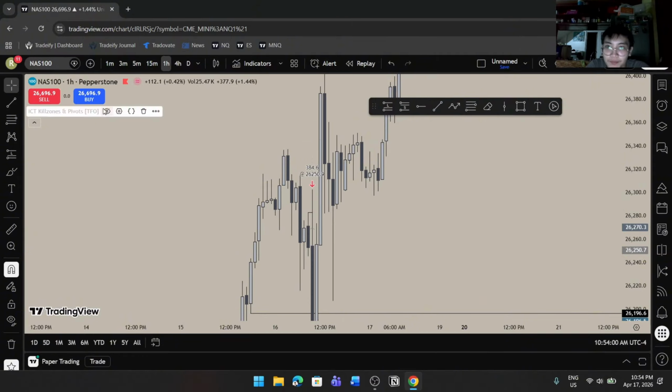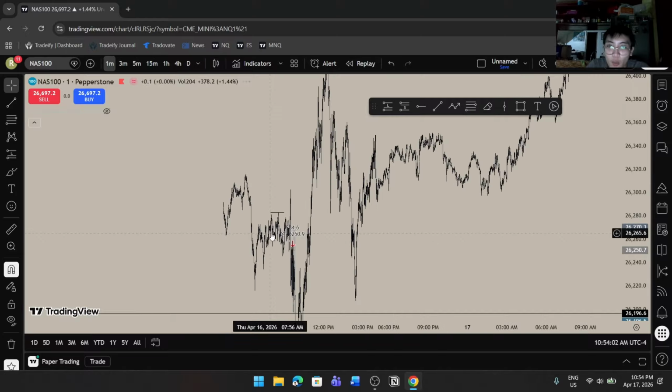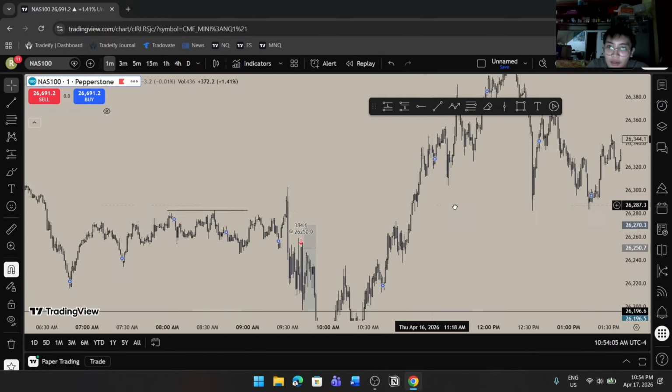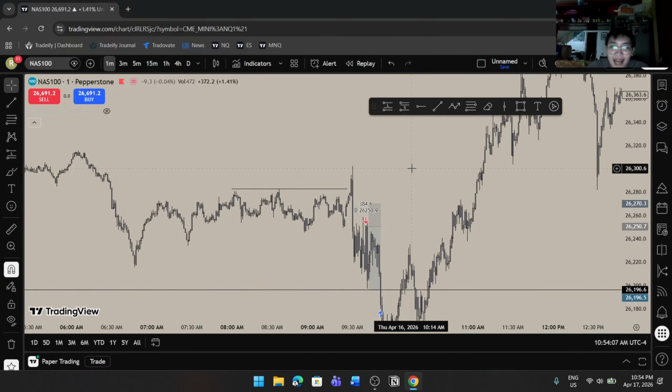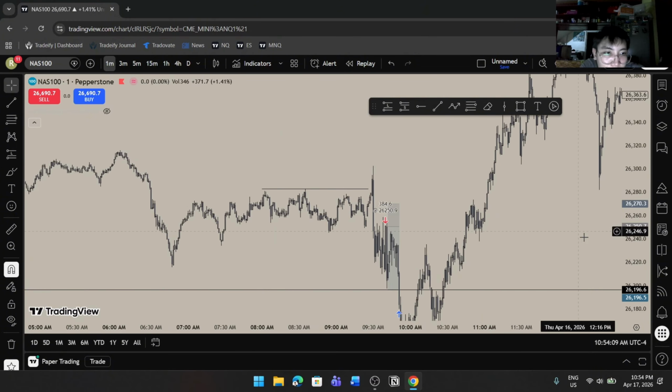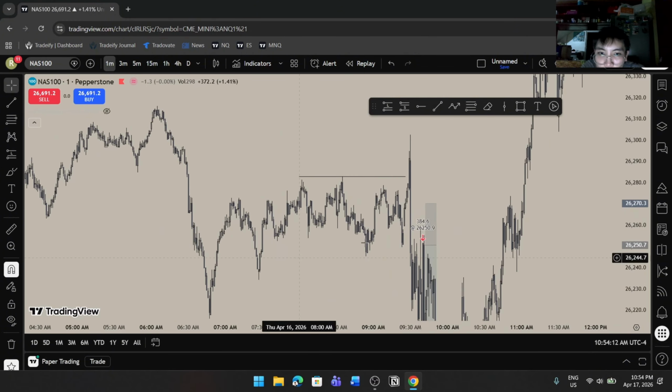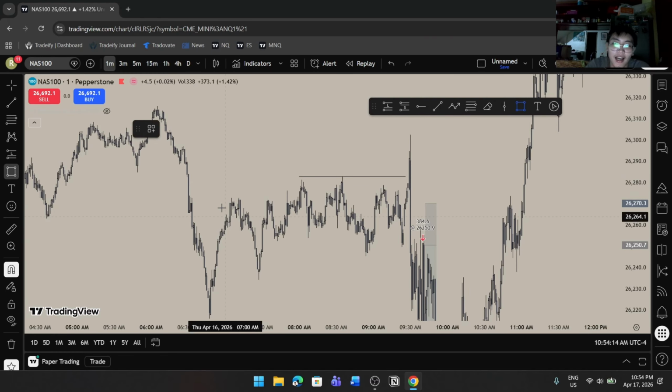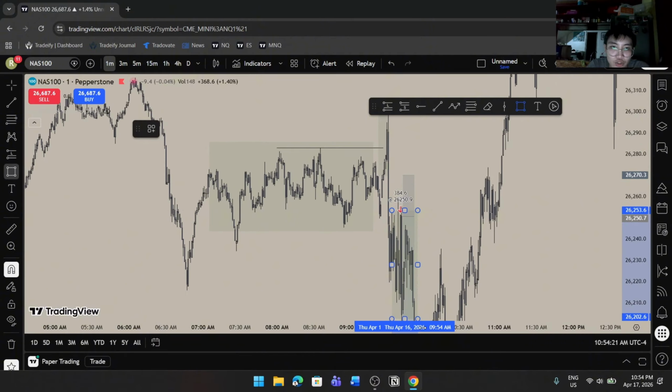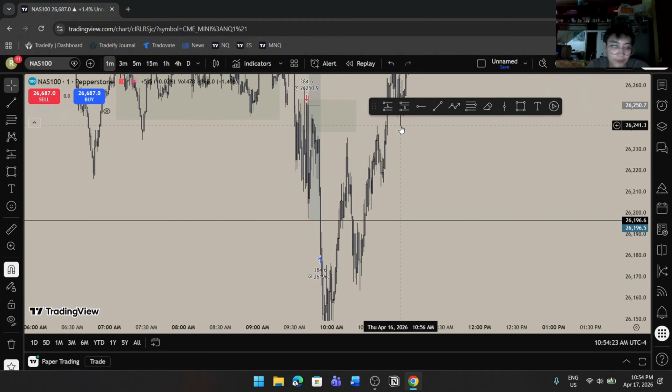So to start off, why was I looking for shorts? We just had a pattern swing out of market open. We had a pattern swing out of market open, sweeping all of these accumulation highs. This is literally an accumulation, a manipulation, and a distribution to the downside.